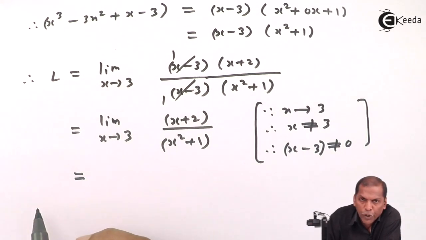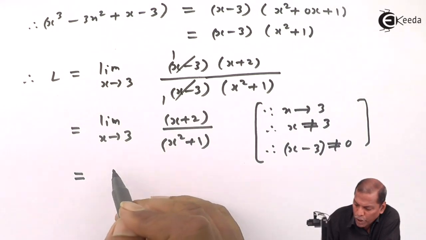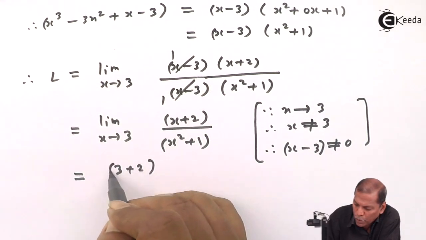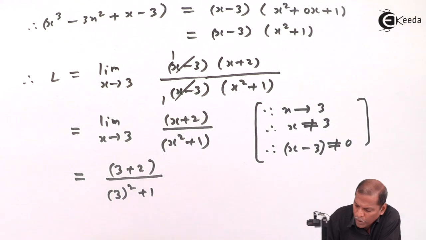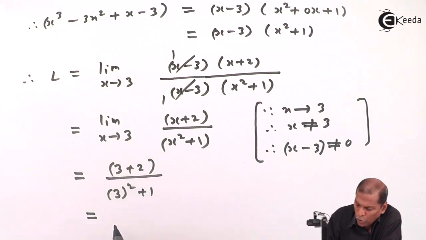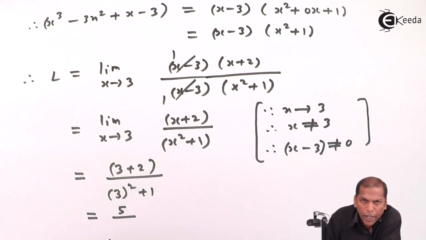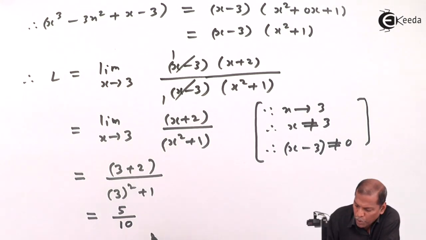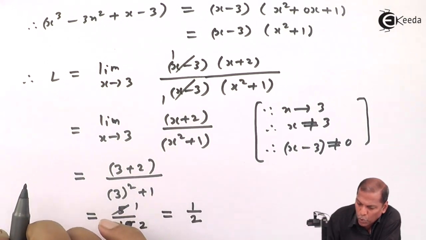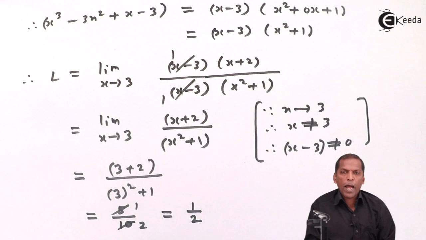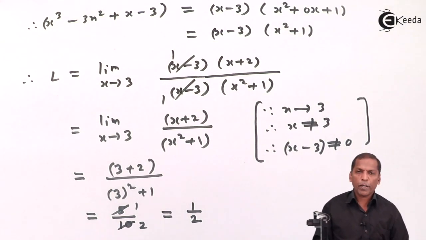Now we have to substitute the limit x equal to 3. So we get 3 plus 2 in the numerator upon 3 square plus 1 in the denominator. So that is equal to 3 plus 2 is 5 upon 3 square 9 plus 1, that gives 10. And on cancellation, 5 ones are 5 and 5 twos are 10, so we get 1 upon 2. So this is the required solution for the given problem. Thank you.